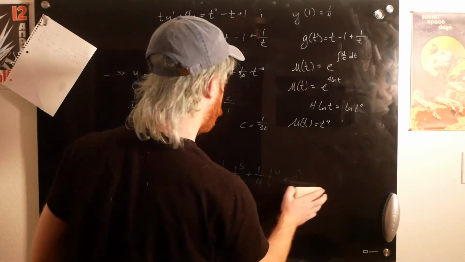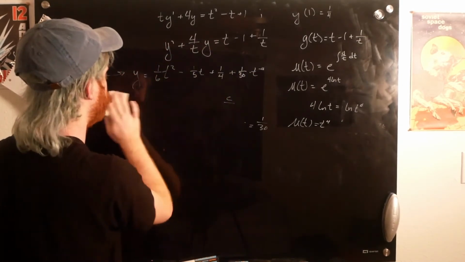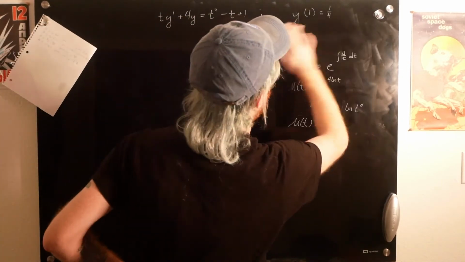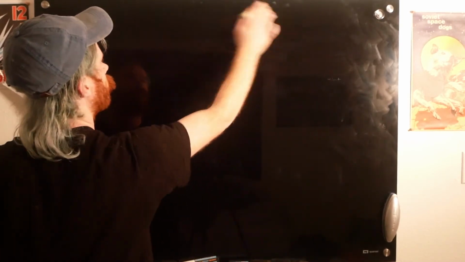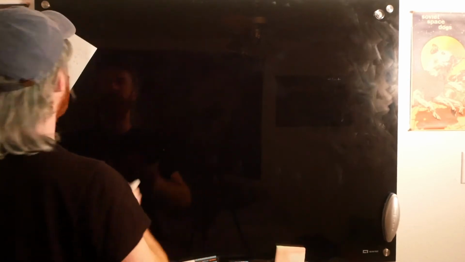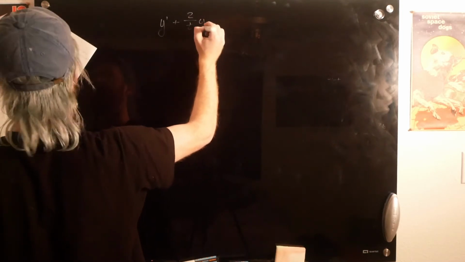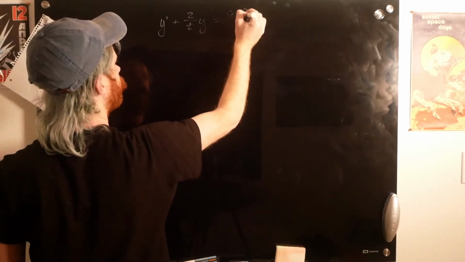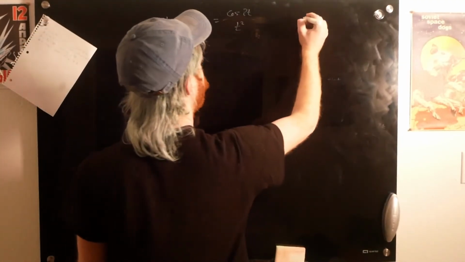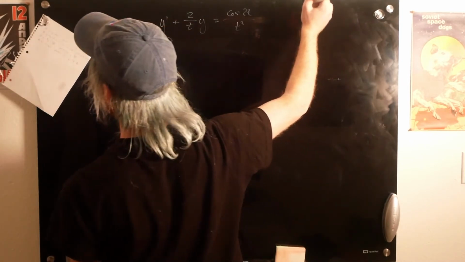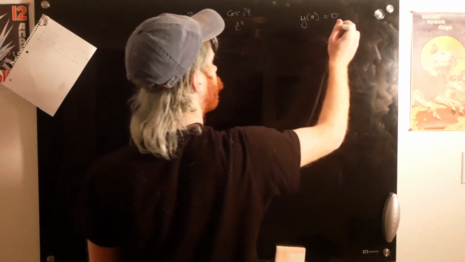Alright, so let's gear up for another one. So this one is going to be y prime plus 2 over t y equals cosine of 2t over t squared. And y of pi equals 0, while t is greater than 0.